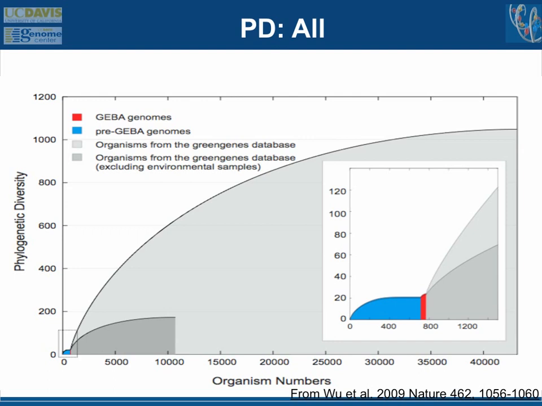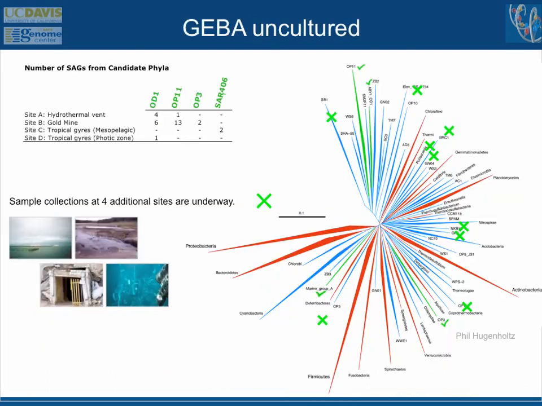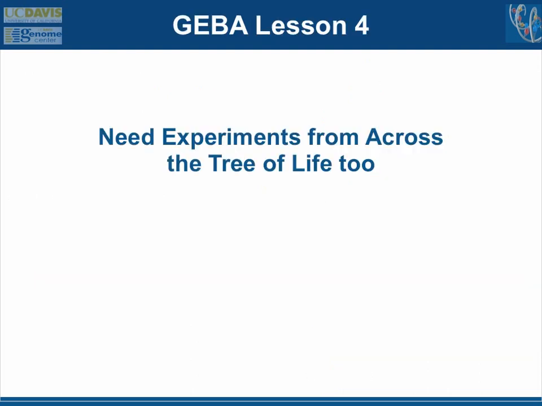And what we need to do is build a reference library of genomes from uncultured organisms to go with a reference library of genomes from cultured organisms. There's now a new project at the Joint Genome Institute run by Tanya Woyke that is doing exactly this, what they call GEBA uncultured, to fill in the tree of life and get reference genomes from across the full diversity of bacteria and archaea as opposed to just a subsample of diversity.